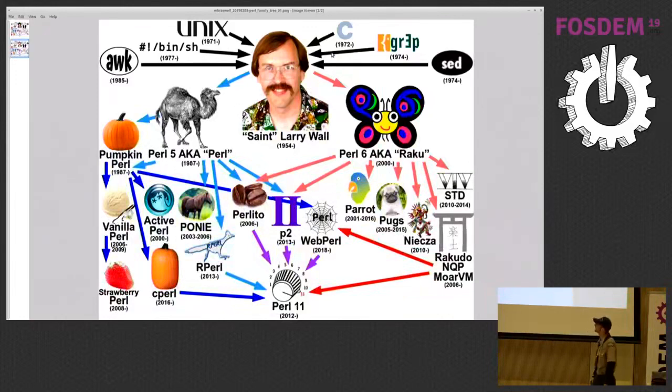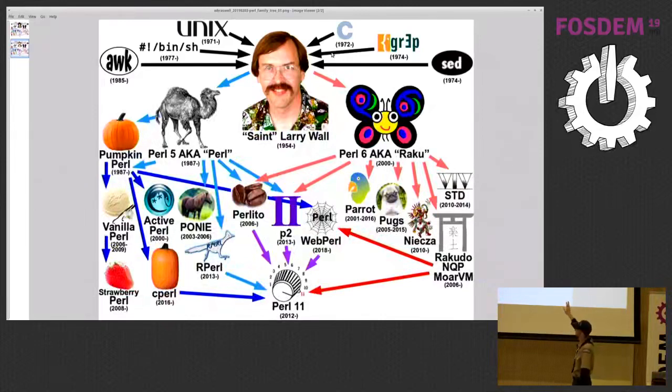But essentially we had this camel and pumpkin side here where this was what we think of when we just say Perl. So if you say, I'm doing Perl, I'm programming Perl, you're probably talking about the left side of the family tree. And we're going to go through that. It's quite complex.